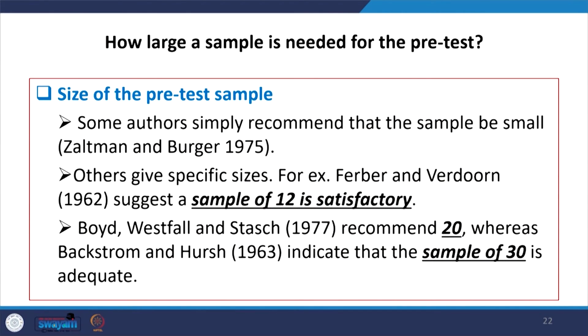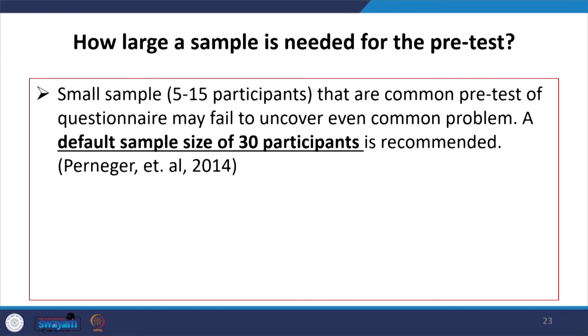Regarding how large the sample should be, some authors simply recommend that the sample be small, as per the 1975 paper of Hartman and Berger. Others give specific sizes: one suggests that a sample of 12 is satisfactory, another suggests 20, whereas some other authors suggest that a sample of 30 is adequate for the pre-testing round. So, in our conclusion it should be around 30, or less than 30, which is more than enough for the pre-testing stage.